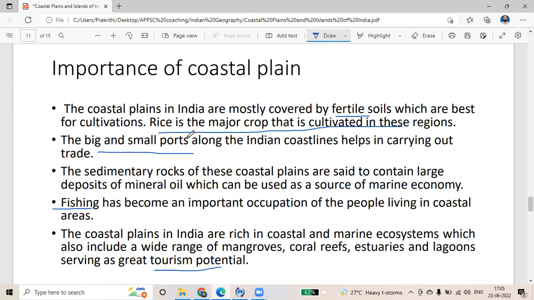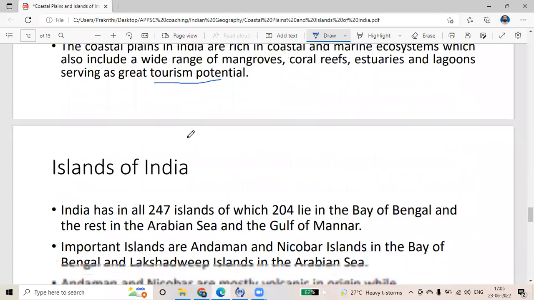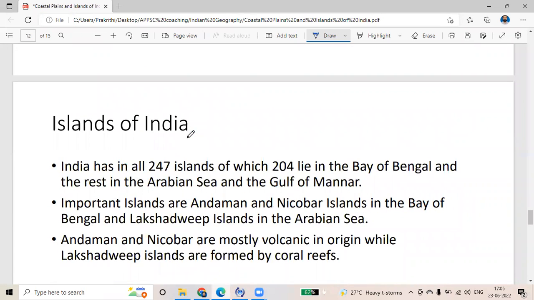Then after this coastal plain, we have two more areas, that is the islands of India. So one island group is in the Bay of Bengal, that is Andaman and Nicobar, and another one is the Lakshadweep Islands. When we take the important islands, we have almost 247 important islands in India, out of which almost 3/4 are in the Bay of Bengal.